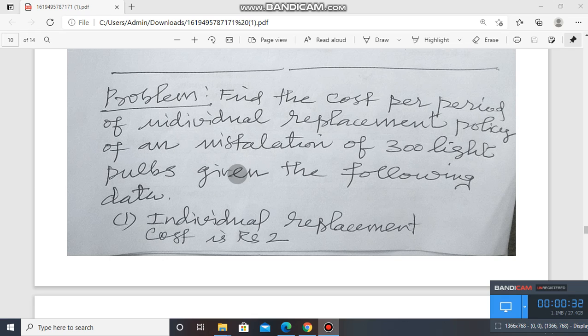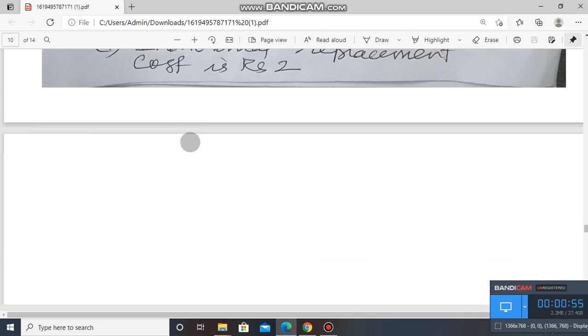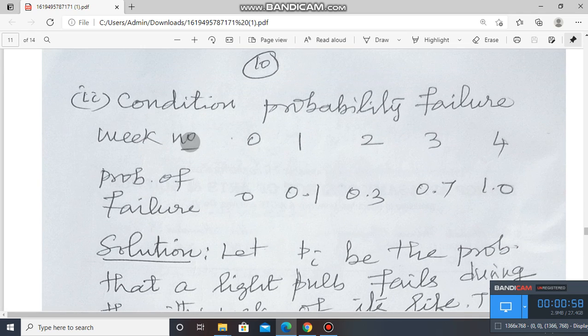Now let us discuss the problem first. Now this is the problem given to us. Find the cost per period of individual replacement policy of an installation of 300 light bulbs, given the following data. So this is the following data that is given.